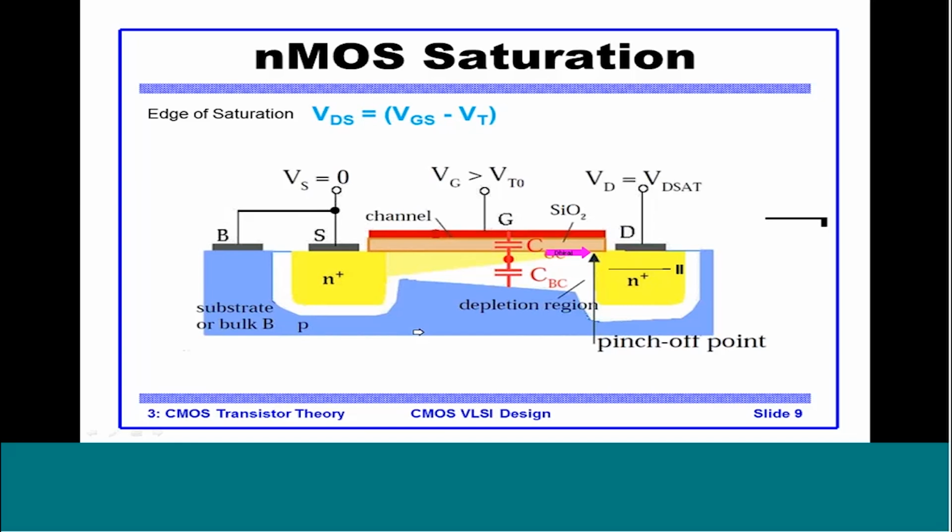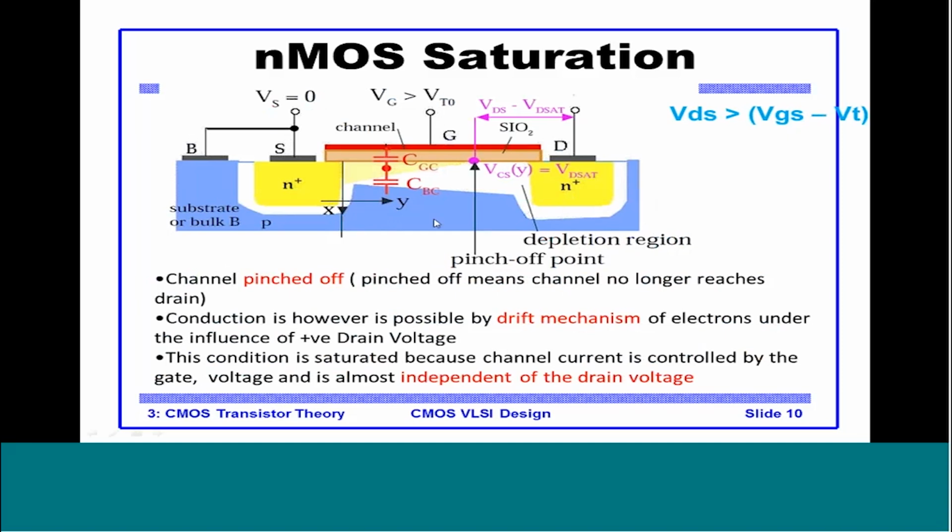Now what happens when VDS starts increasing beyond this saturation value? When VDS goes beyond VD sat, which is VGS minus VT, the pinch off starts coming closer to the source. This means that in the pinched off region, the channel no longer reaches drain. The condition is VDS is greater than VGS minus VT.